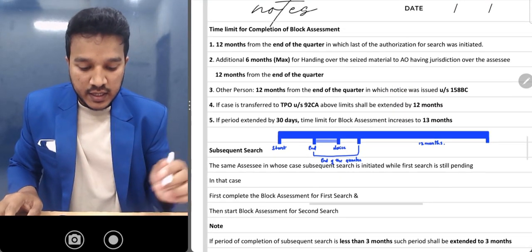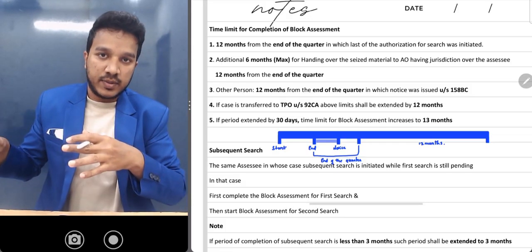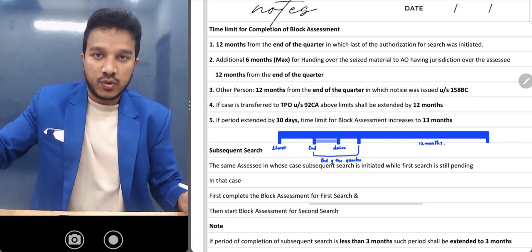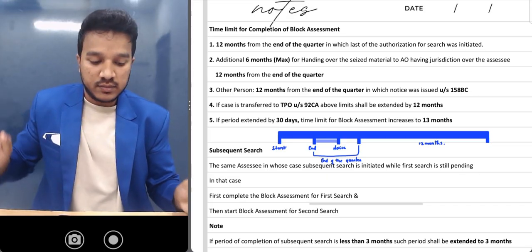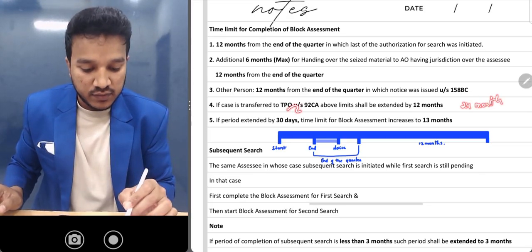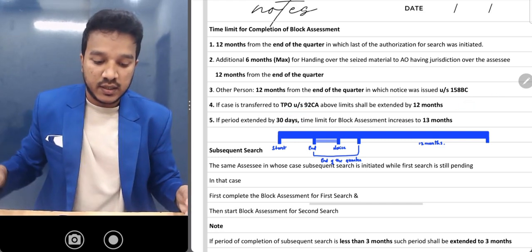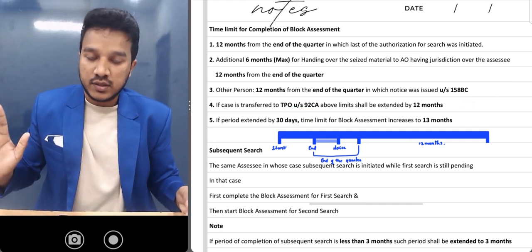Clear? In case the case is transferred to TPO और 92CA, जो भी तुम्हारा transfer pricing का है, if the case is transferred to TPO, additional 12 months can be added, ठीक है. तो यहाँ पे 24 months हो जाएगा. याद रखना, in case of TPO, if the case is transferred to TPO under 92CA, the above limits will be extended by another 12 months.